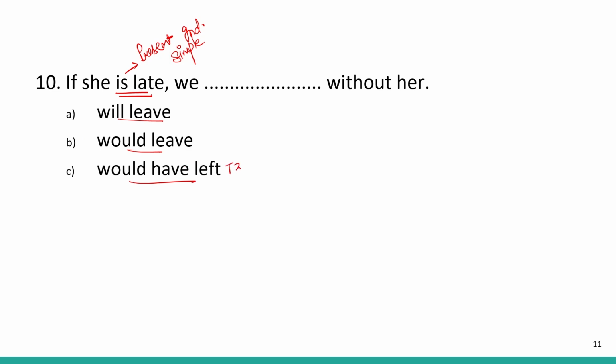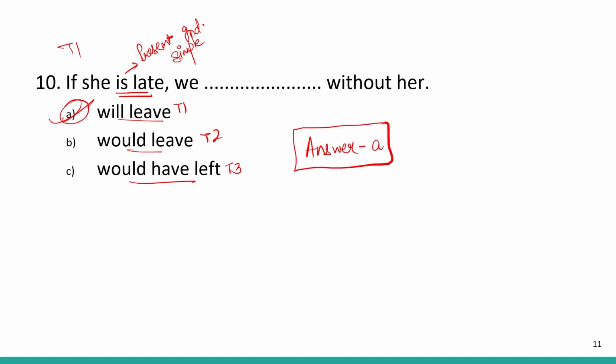Would have left is type 3, this is type 2 and this is type 1. Here we have type 1 condition, therefore our answer will be A. So our correct answer will be A. So the complete sentence will be, if she is late, we will leave without her. It means if she does not come on time, we will go without her.